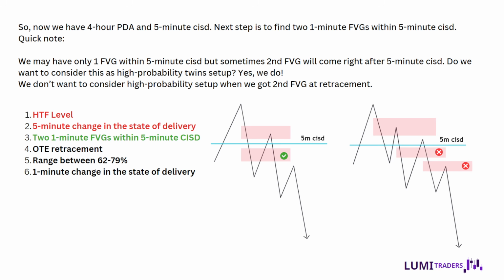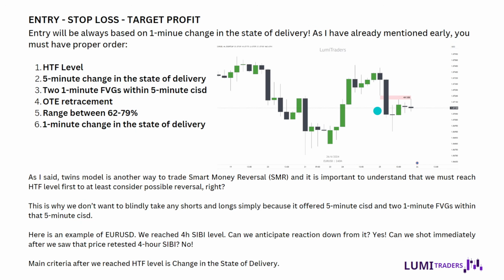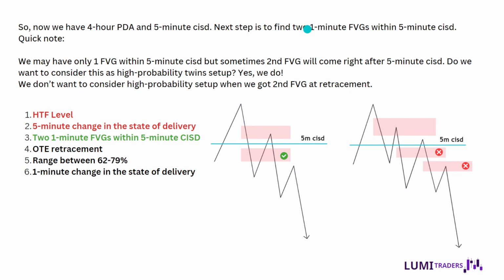So now we have a 4-hour PD array, right? Right here, we have a 4-hour PD array, and we have a 5-minute change in the state of delivery. Nice. Next step is to find 2 1-minute fair value gaps within the 5-minute change in the state of delivery range. Quick note, take a note right now. We may have only 1 fair value gap within the 5-minute change in the state of delivery range. But sometimes the second fair value gap will come right after the 5-minute change in the state of delivery.